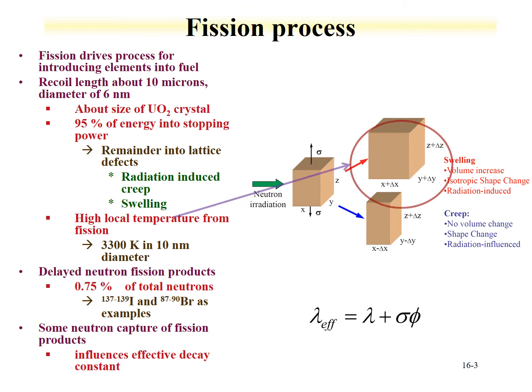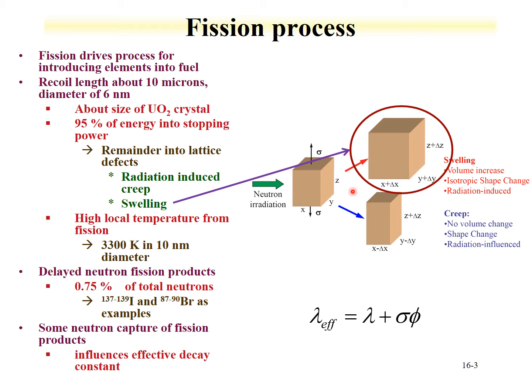Another effect is swelling. This is a volume increase. So a cube here would just increase in size. This could be due to the fact that within the lattices, you would have defects that would increase their size and swell the material. Another process that occurs in fission is relatively local high temperature. The temperature at the coolant cladding interface can be on the order of hundreds of degrees, where the local temperature of fission can be on the order of 3,000 degrees.